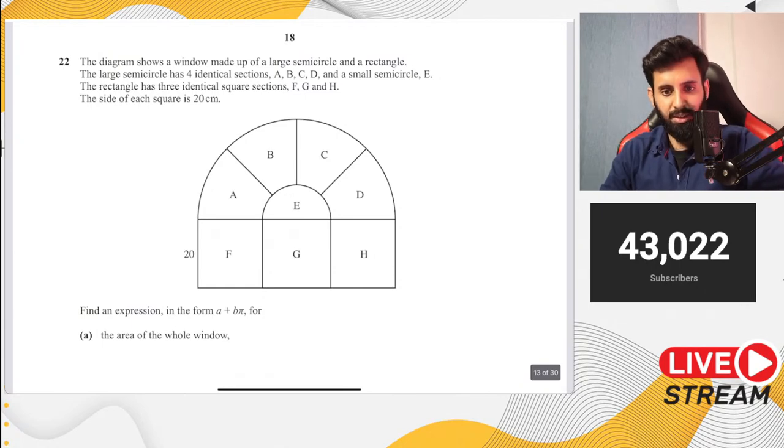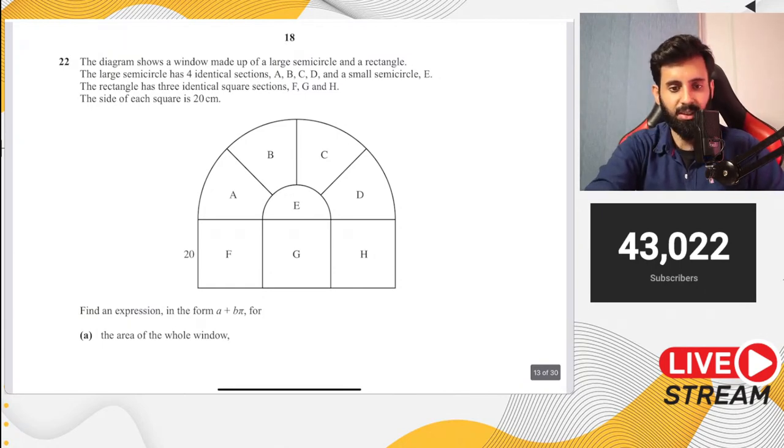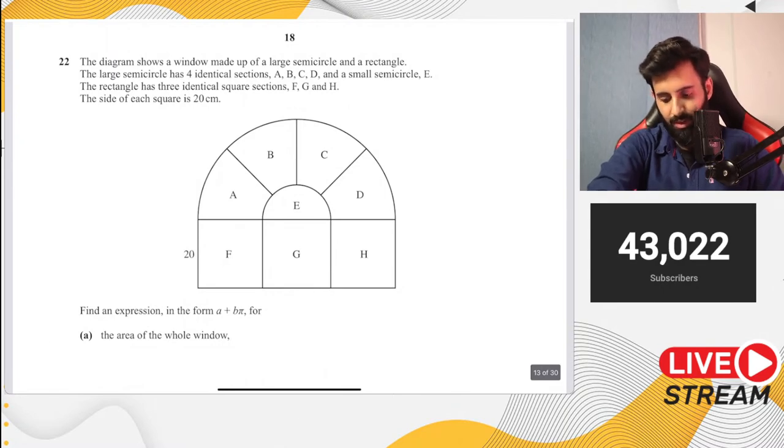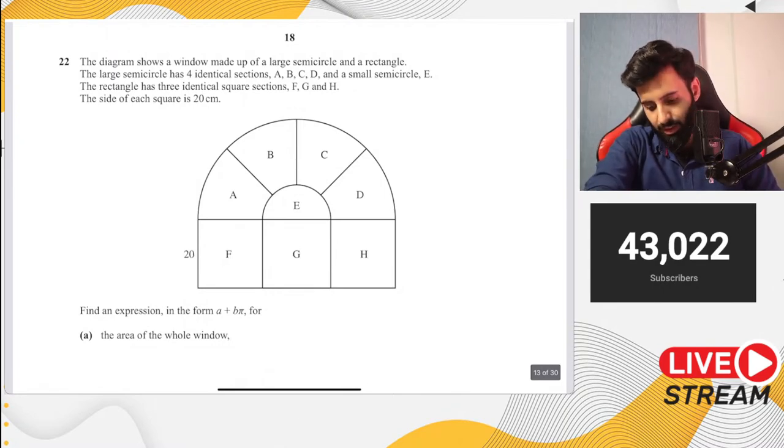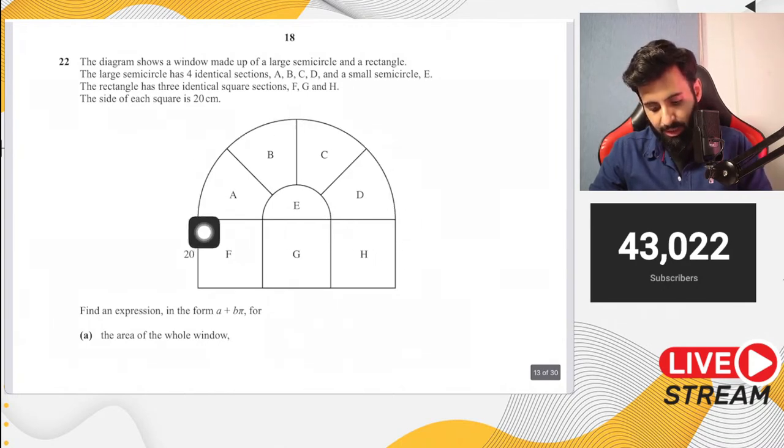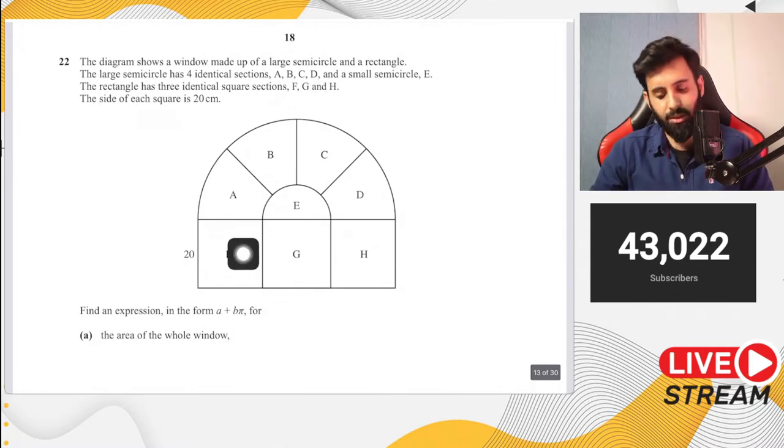Okay, let's see what it says. So it says here, the diagram shows a window made up of a large semicircle, okay, and a rectangle. All right. The large semicircle has 4 identical sections. So basically, keep having a look at the diagram and keep getting yourself familiar with the question. Okay, don't try and absorb everything at once. You're not going to be able to do that.